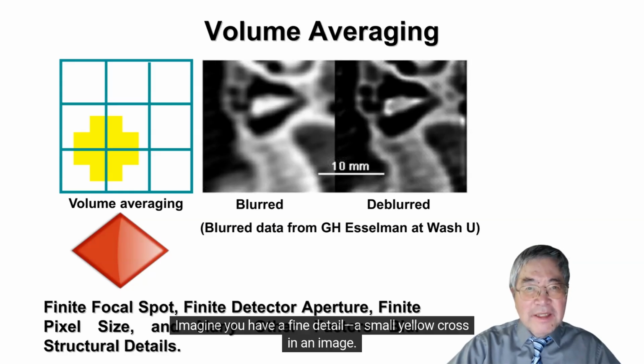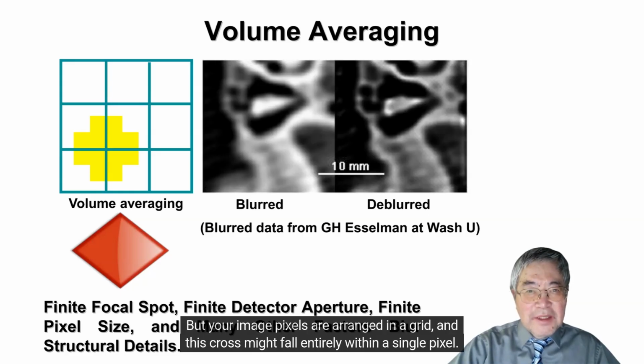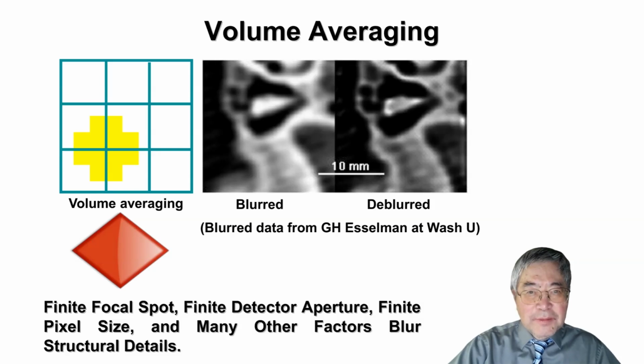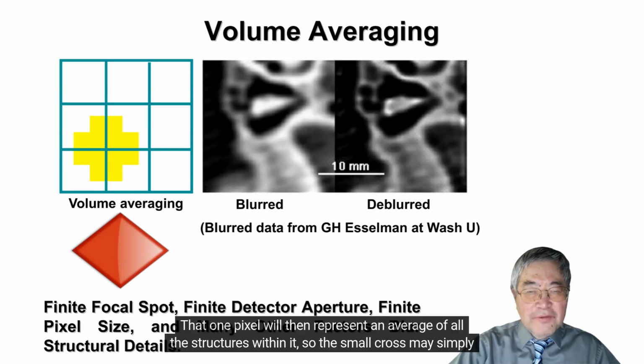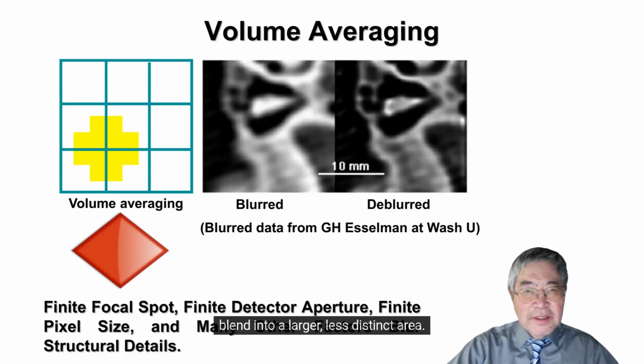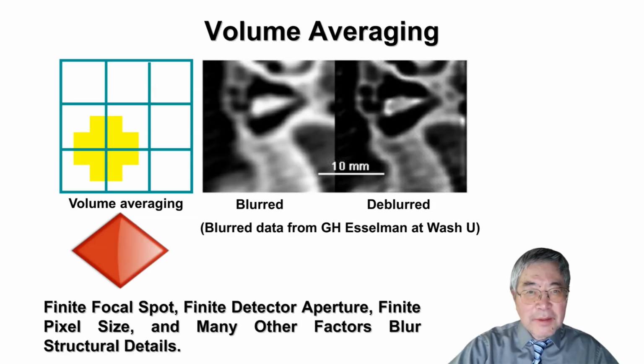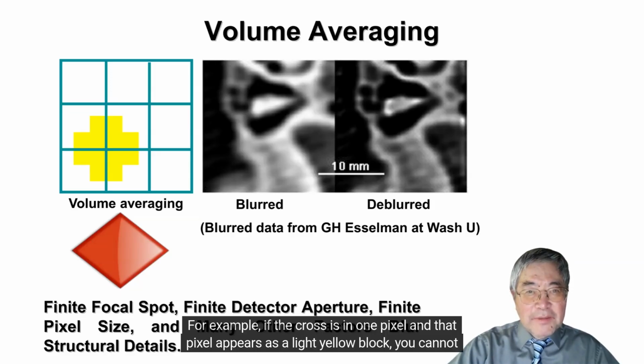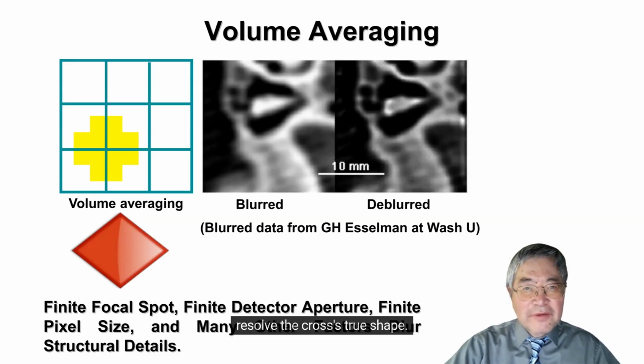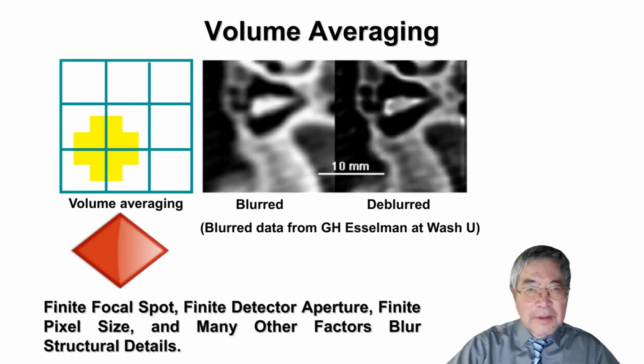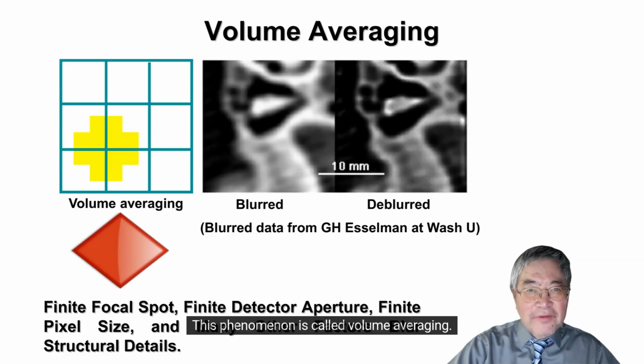Imagine you have a fine detail, a small yellow cross in an image. But your image pixels are arranged in a grid, and this cross might fall entirely within a single pixel. That one pixel will then represent an average of all the structures within it, so the small cross may simply blend into a larger, less distinct area. For example, if the cross is in one pixel and that pixel appears as a light yellow block, you cannot resolve the cross's true shape. This phenomenon is called volume averaging.